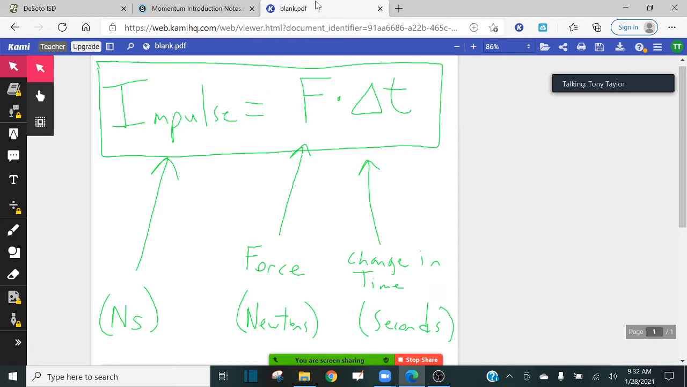Yeah, so these are the two equations we're going to be using today. We're going to be using impulse, which is force multiplied by time, and we're going to be using momentum, which is mass times velocity. We're going to use both these equations all day. And in just a moment, I'm going to show you guys how these equations relate to each other. Okay.